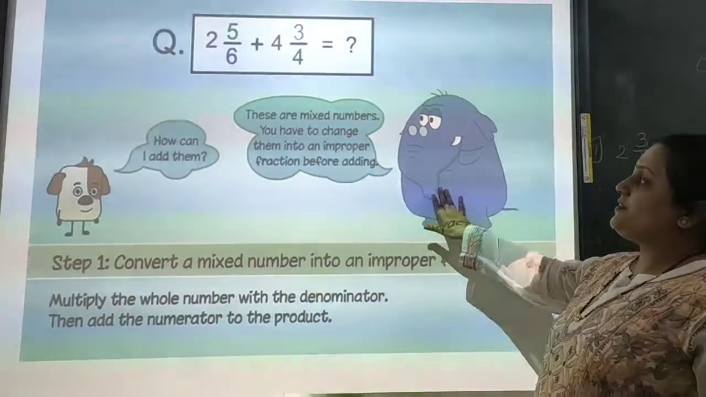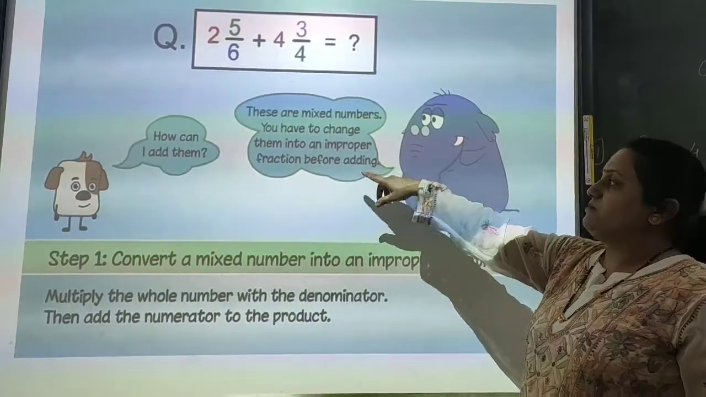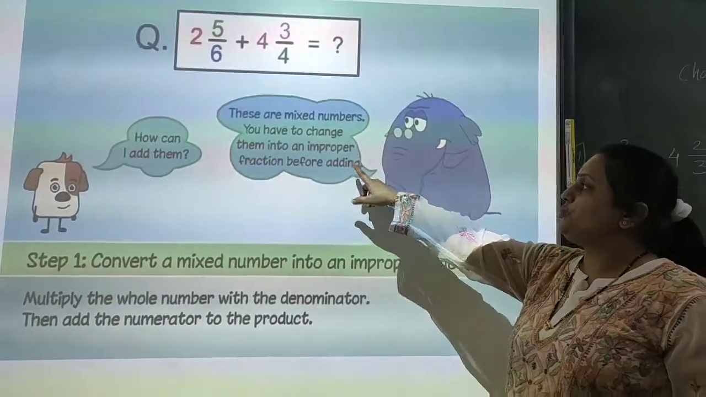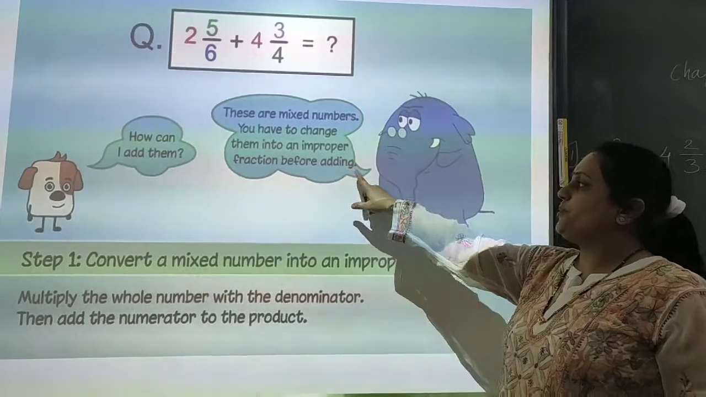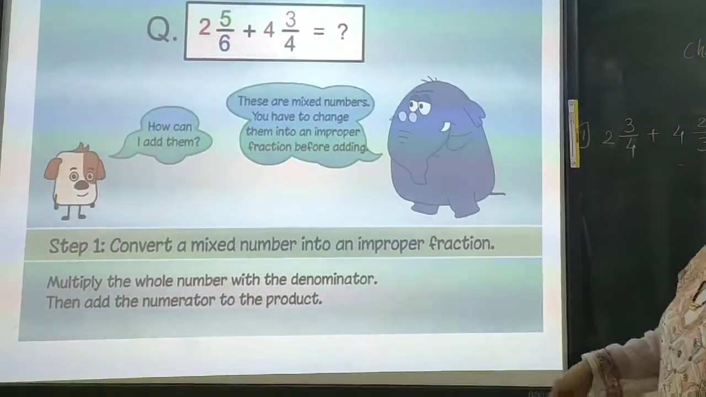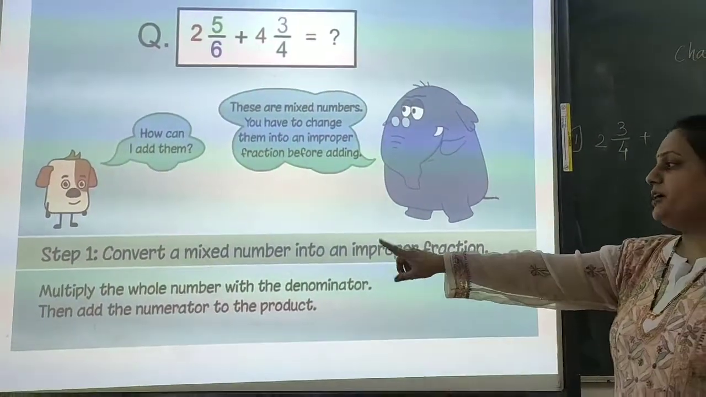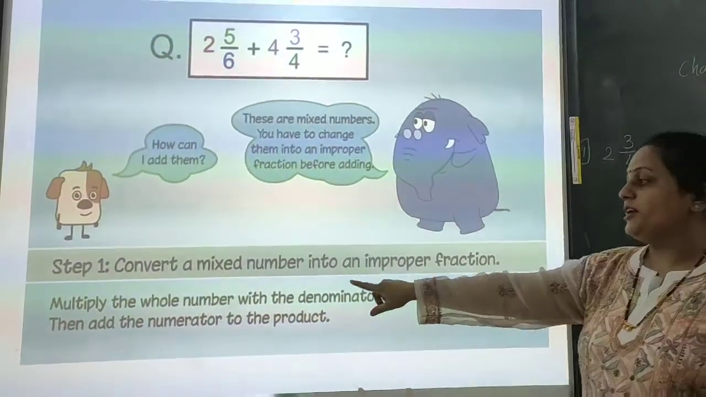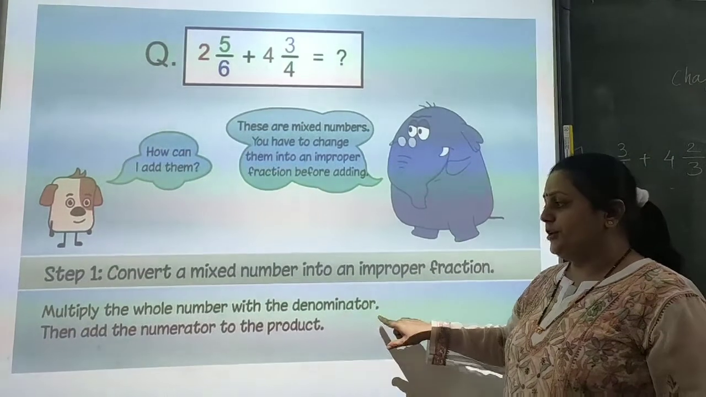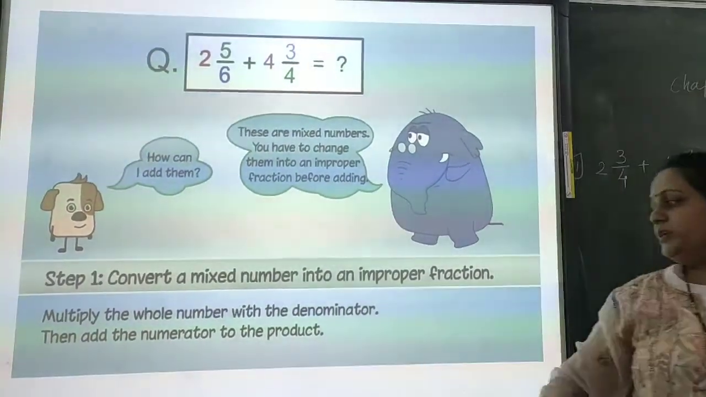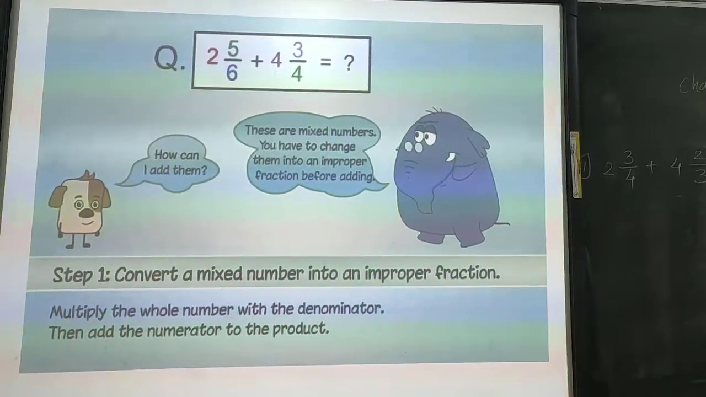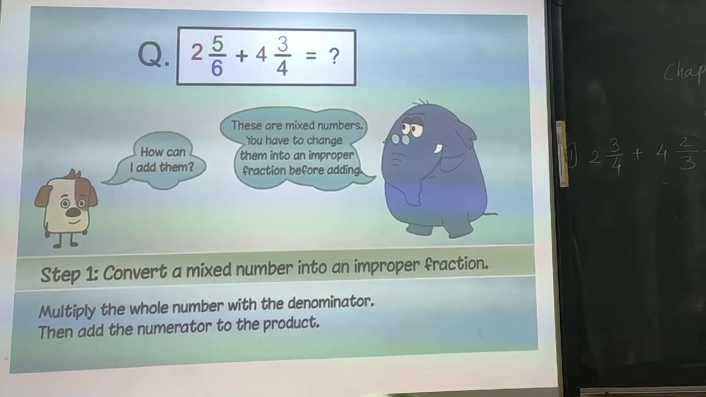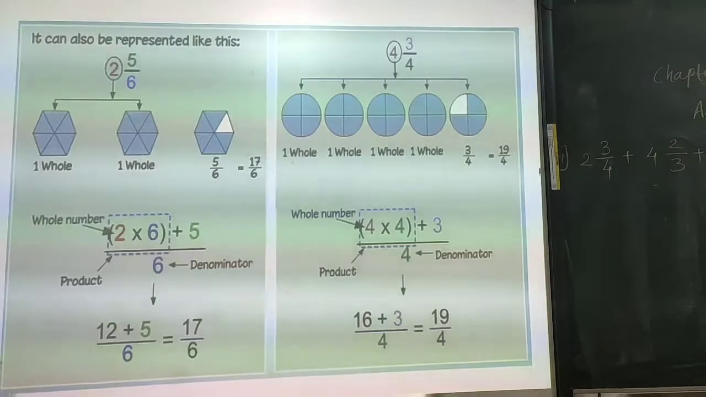Then this elephant is giving the answer. These are mixed numbers. You have to change them into an improper fraction before you add. So what is the step 1? Convert a mixed number into an improper fraction. Multiply the whole number with the denominator. Then add the numerator to the product. This is the method to find the improper fraction from mixed fraction.